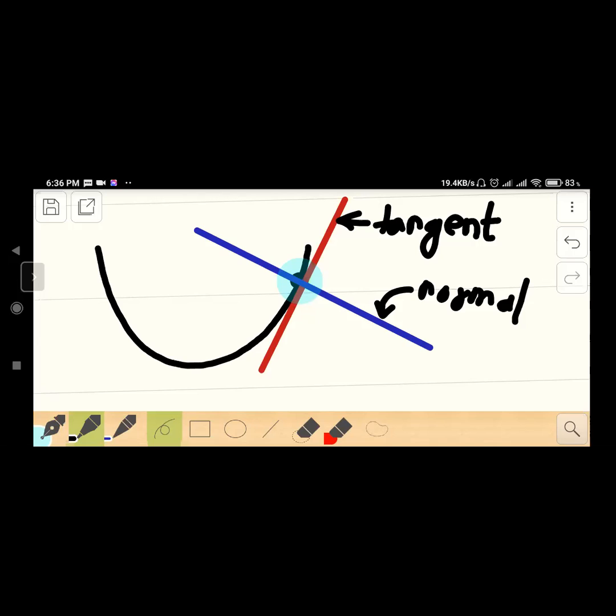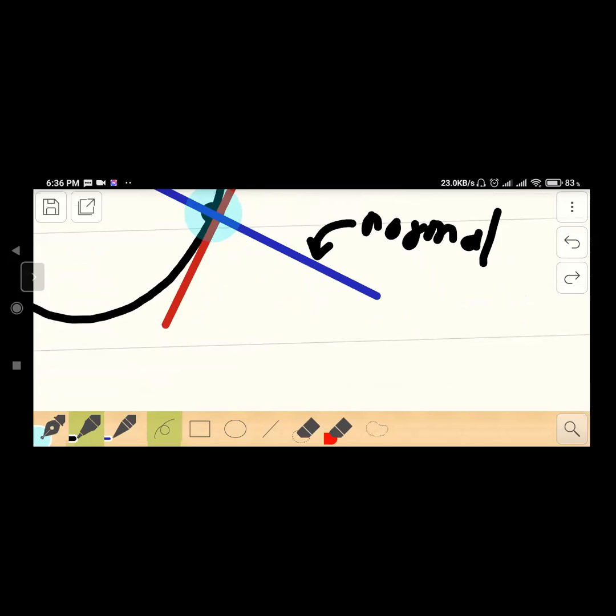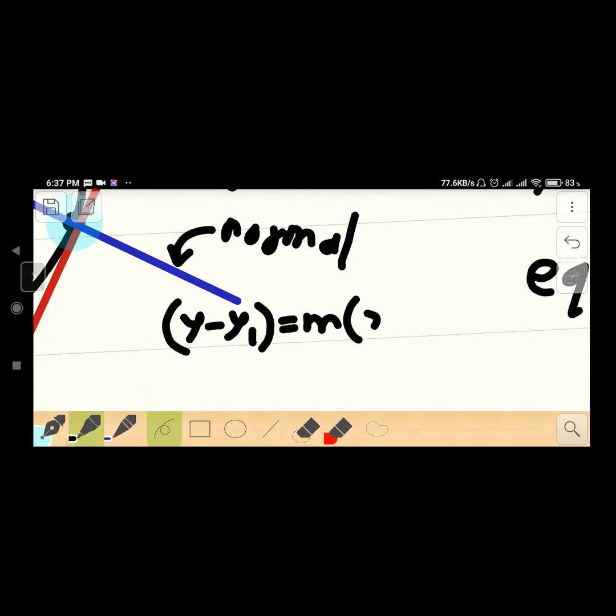Okay, so tangent and normal, they're drawn on the same points. Now look, normal is also a straight line, isn't it? So what can be the equation of the normal? It can also be y minus y1 is equal to gradient into x minus x1. This can also be the equation for the normal, because normal is also a straight line.